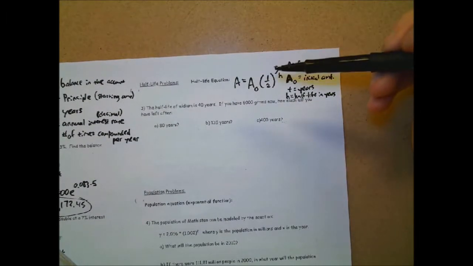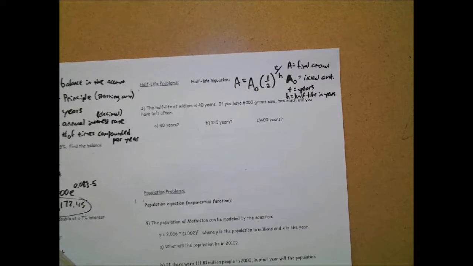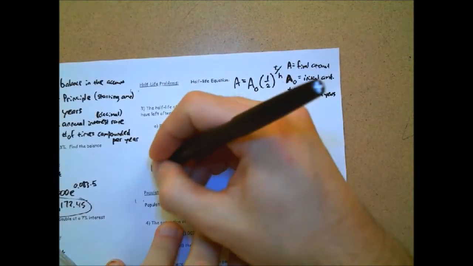Well, all of our examples here are going to be dealing with radioactive elements. Using this formula, the half-life of Widium is 40 years. If you have 6,000 grams now, how much will you have after 80 years? This one we could probably do mentally, because how many half-lives is 80 years for this Widium? It's 2 half-lives. So after 1 half-life, 6,000 will be 3,000. And then after 1 more half-life, 3,000 will be 1,500. So the final answer here is 1,500 grams.